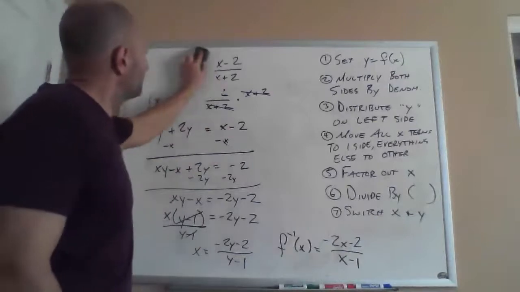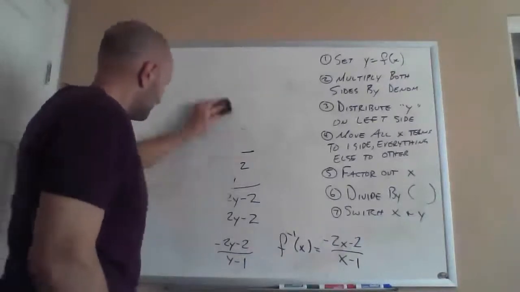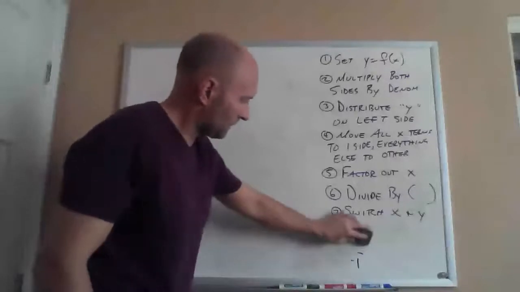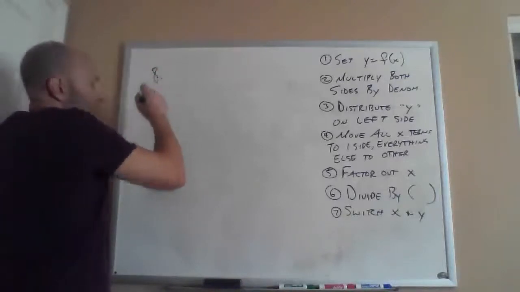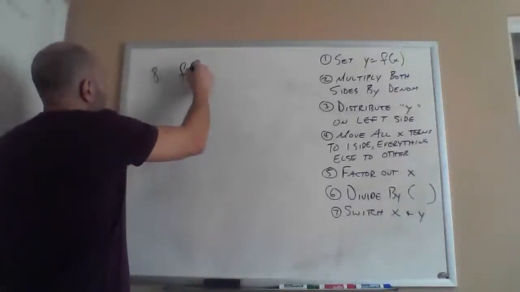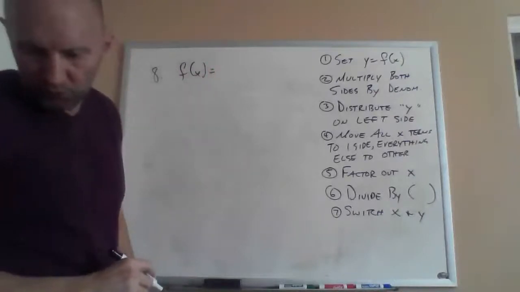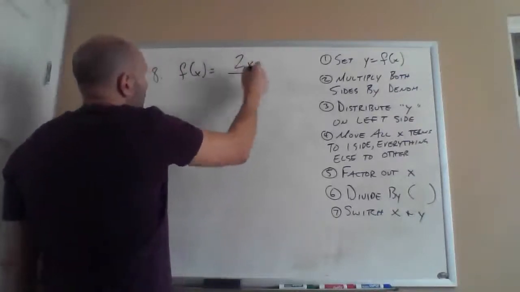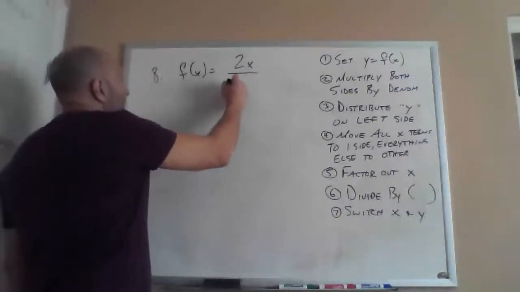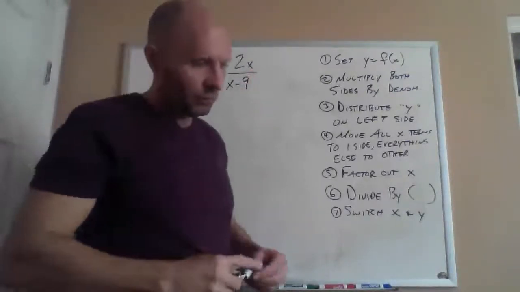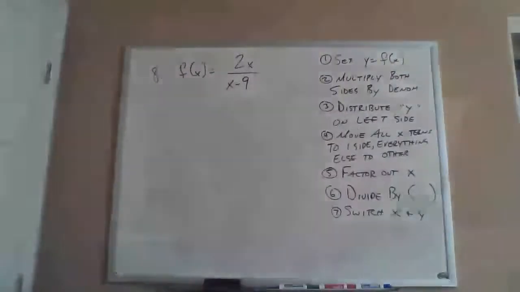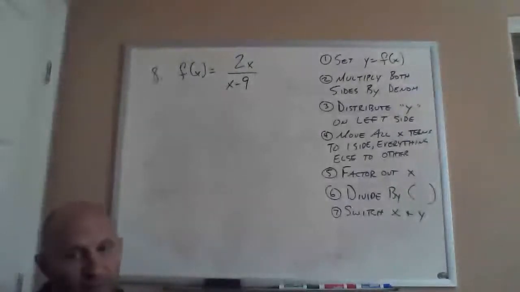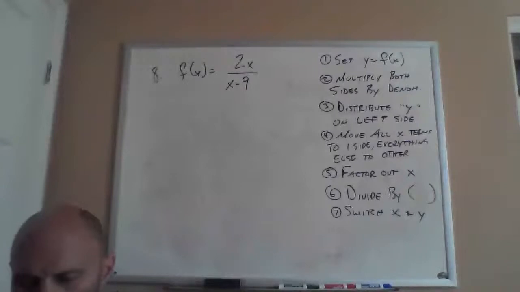All right, I'm going to erase this. All right, so the next one, the question on similar, number 8. You have f of x is equal to 2x over x minus 9. So go ahead and try this one. Grab a chair here and sit down for a second. So try this. If you do get stuck or you have a question, feel free to type it on here. I'll answer it as best I can.